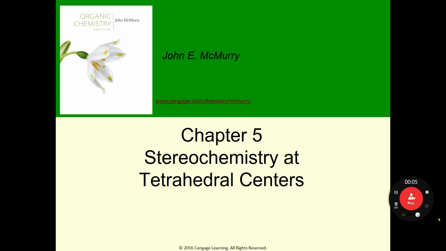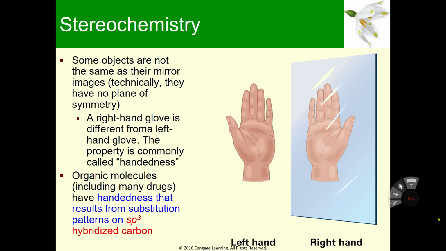Hello, today we'll talk about the stereochemistry at tetrahedral centers. Mostly we'll talk about stereochemistry at carbon. Stereochemistry is a chemistry about the three-dimensional structure of a molecule around the specific atoms.